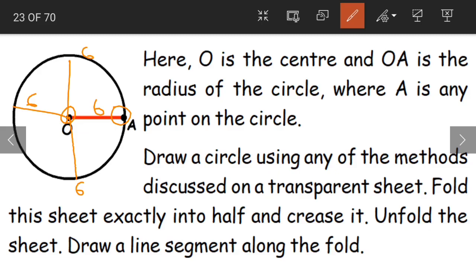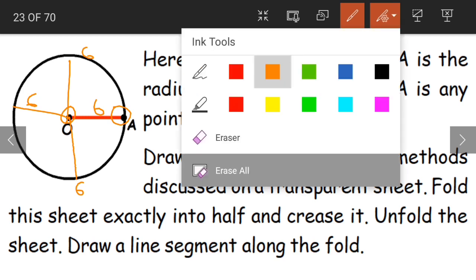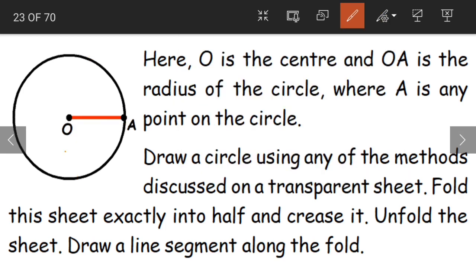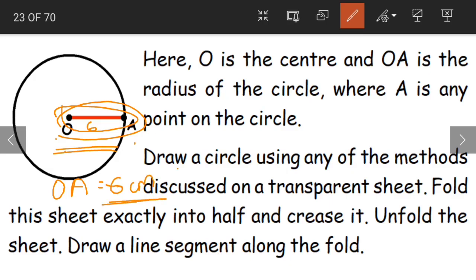So from the center to any point on the circle, the distance or the length will always be the same. Understood, children? It is nothing but the radius of the circle. So when I ask you what is the radius of the circle, you can say OA is the radius of the circle. And what is the length of the radius? When you measure this using a ruler, suppose as we have discussed now, it is 6 centimeters, then you can say that this is a circle with radius 6 centimeters.